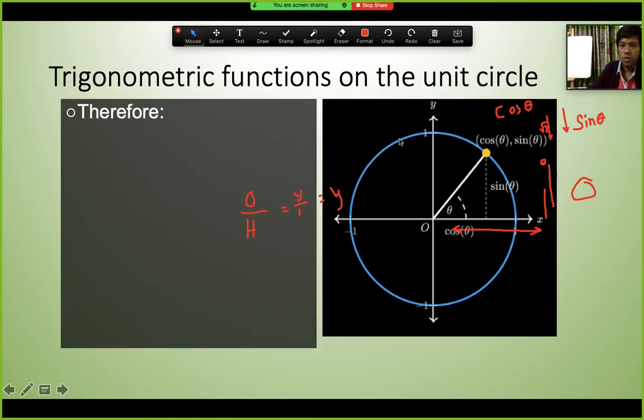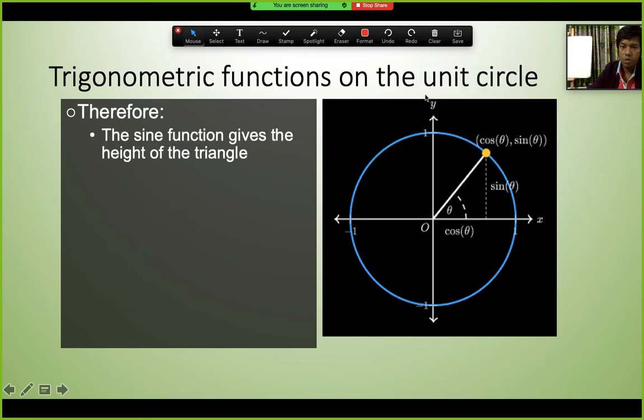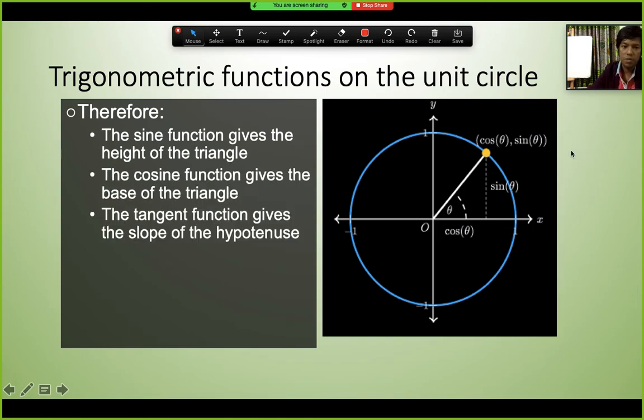Therefore, now we can decide about what we have found. The sine function gives the height of the triangle. That means the second value is sine, which is the height of the triangle. In this unit circle, for the triangle that we can draw here, the sine function will give us the height of the triangle. And the cosine function will give us the base of the triangle, or the adjacent side of the triangle.